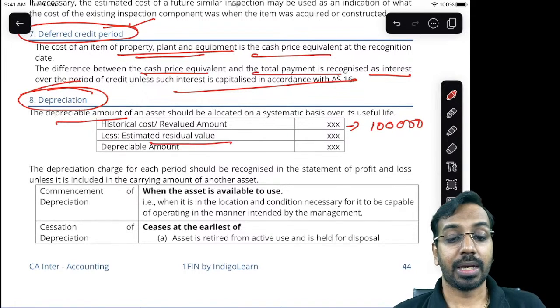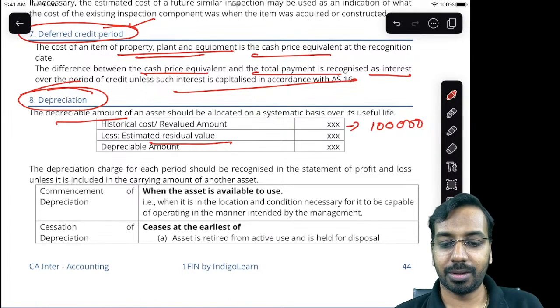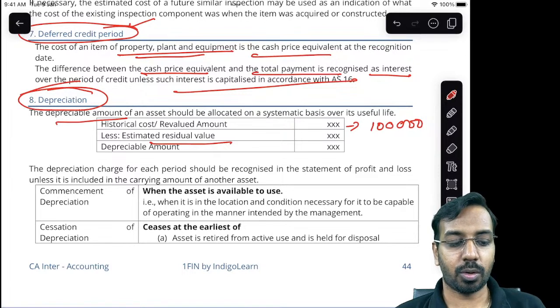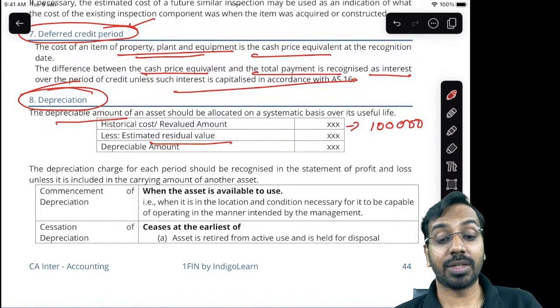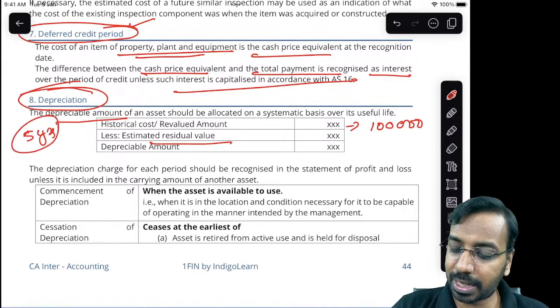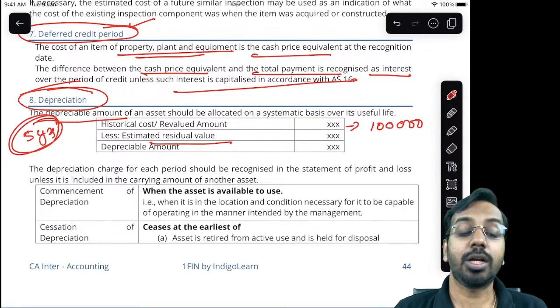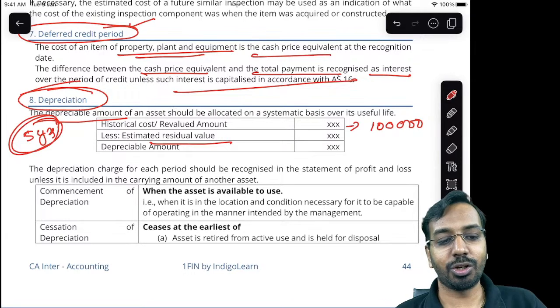Estimated residual value. Residual value is nothing but the value at which I expect to sell this particular asset, an asset of similar age. For example, 5 years is the life of that asset. How much can I realize by selling a 5-year-old asset today? Sir, why are we considering today?